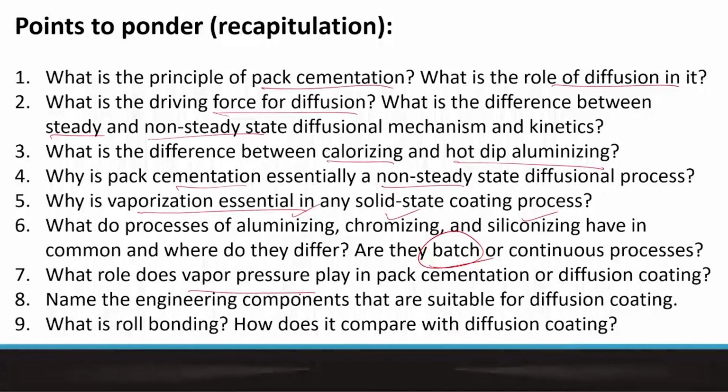Vapor pressure does play a role because the diffusant has to go to the vapor state, and one has to find out what the typical engineering components are which are routinely subjected to such diffusional treatments. Roll bonding is a very special process. We have to know where it is applicable and why. Why can't we do normal pack cementation or diffusional treatment? Why do we go for roll bonding? What are the process parameters and so on?